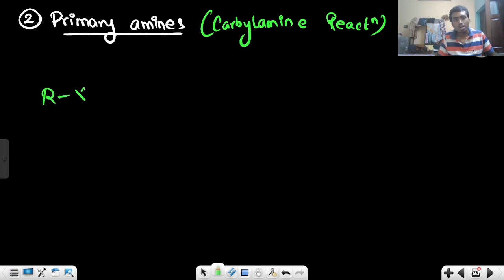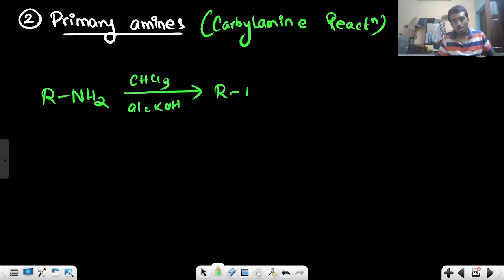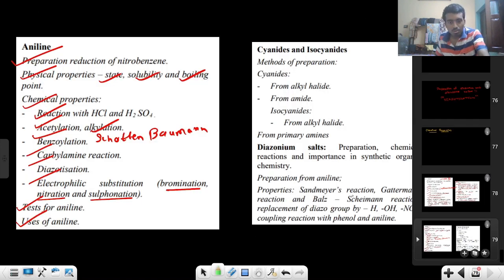So if you have RNH2, which is a 1 degree amine, and you treat it with CHCl3 and alcoholic KOH, then you get an isocyanide along with 3 KCl and 3 water. So you can see, everything you know, it's easy, done.